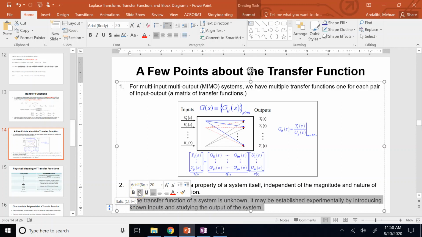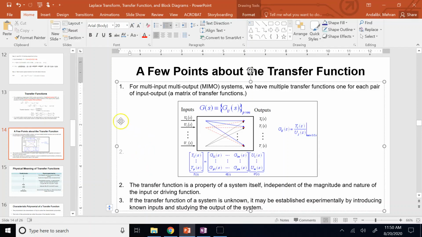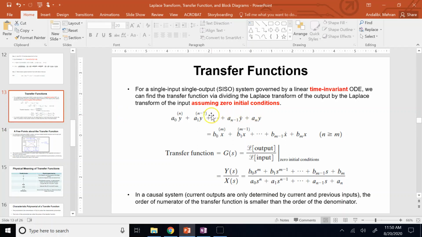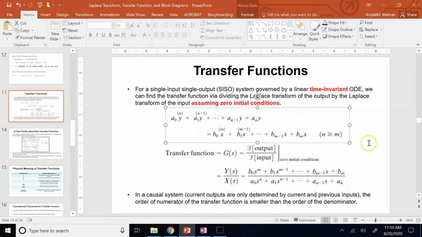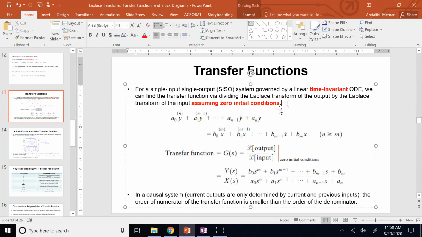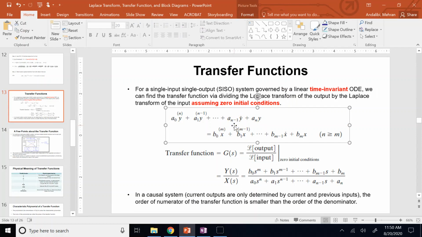You can find it experimentally. You might say, why is it unknown? Well, because I cannot find the governing differential equation. This guy is not easy to find. Not all systems are easy to find their governing differential equations. They are probably too complicated to find their differential equation. Okay, they are like a black box.